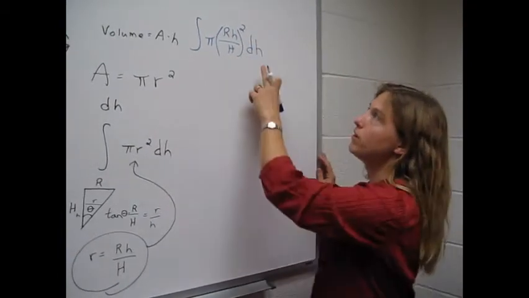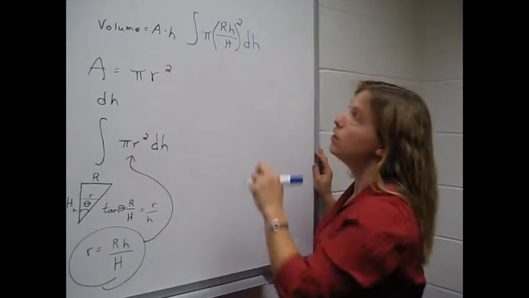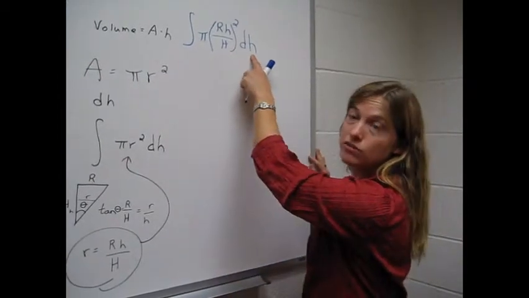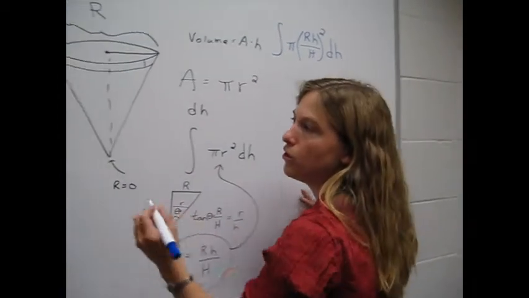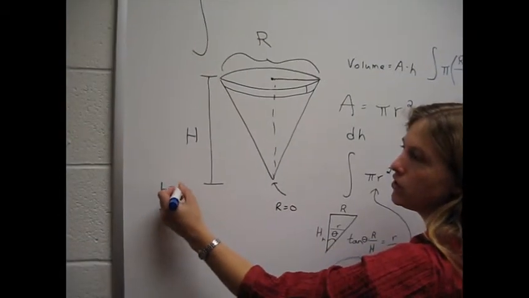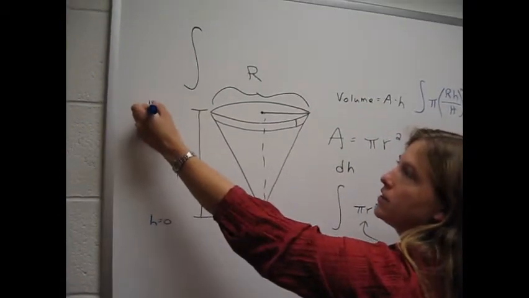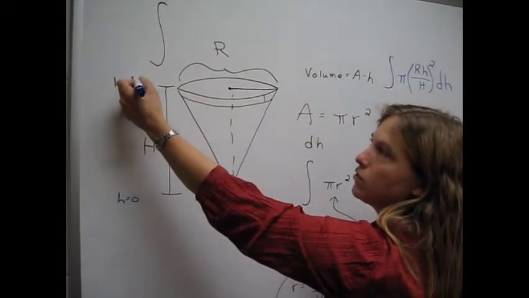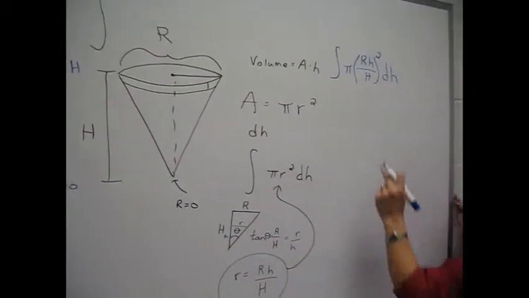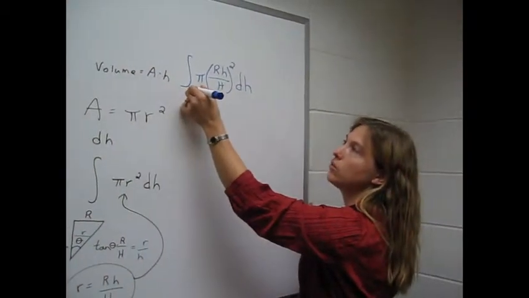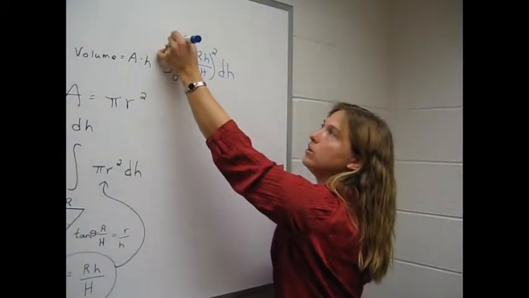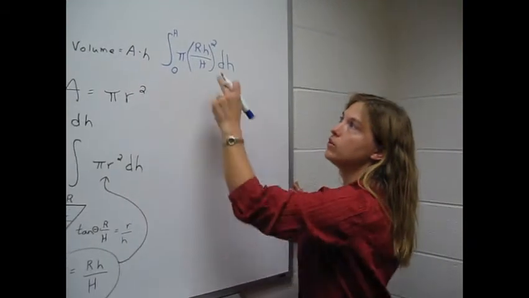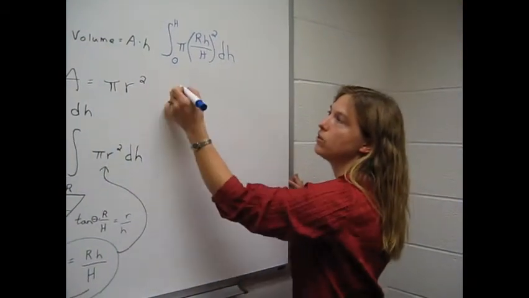Now up to this point we have not talked about our limits of integration, but we need to consider the smallest and the largest values of h. So if we come back to our cone, at the bottom h equals 0, and at the top, what's the value of h? Well, it's our total height, so h equals capital H. So as we're doing this integral, we're going to integrate from h equals 0 to capital H. So now I'm going to square this and then take my integral.